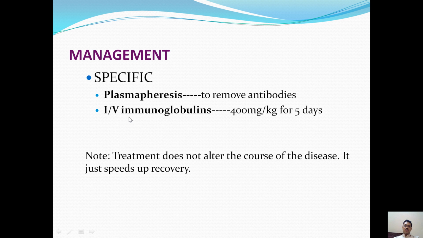These are the injectable forms. We have to give them at the dose of 400 milligram per kg for 5 days. So these are the antibodies which are collected from human blood. Actually, donated blood is there, and we remove immunoglobulins from that. We collect it, so a lot of blood is necessary for that. So they are very expensive.